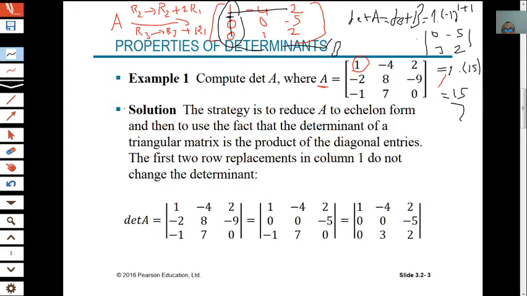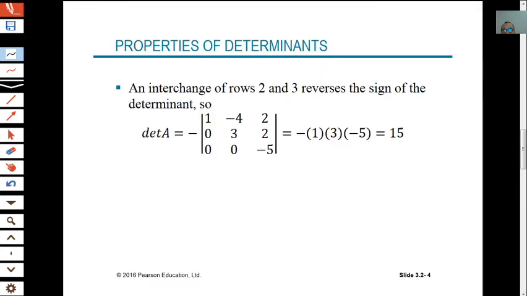We use the row operations for a given square matrix to find its determinant easily. 15.